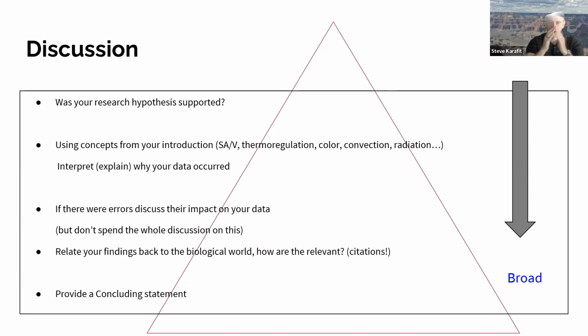So your discussion starts narrow: your hypothesis, your experiment, what happened, why it happened. As we get to why it happened, we're expanding, adding biological principles there. And then what errors you made, and then finally relating it back to biology as a whole, why it's important, how it relates to convection, conduction, how it relates to a real life organism known in the wild from another scientific paper, that sort of thing.